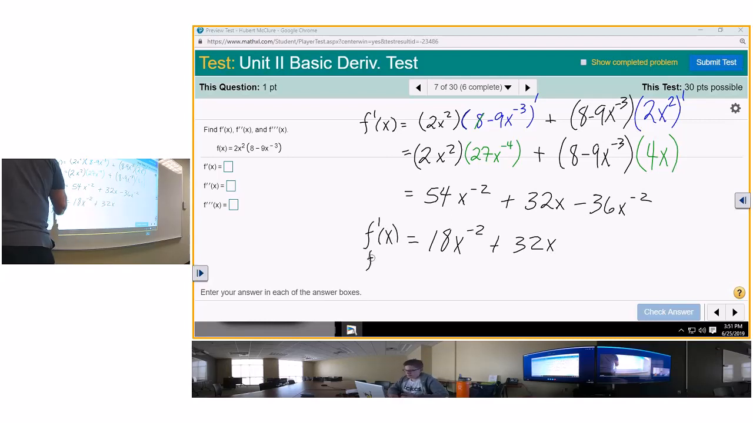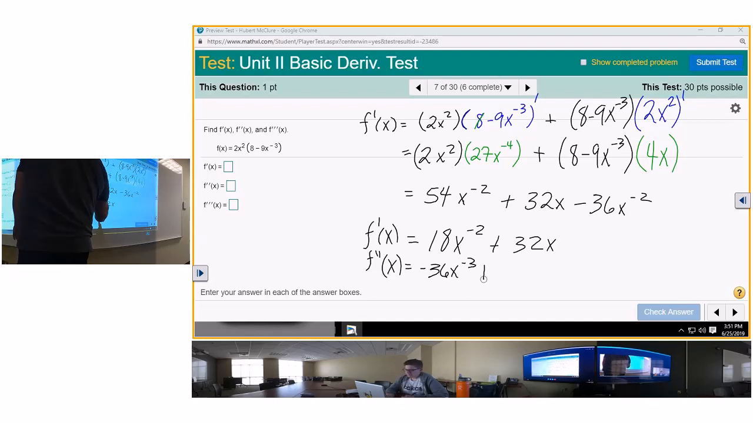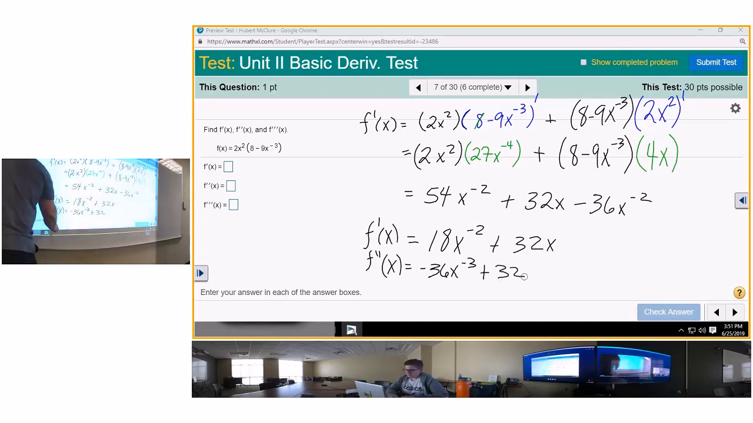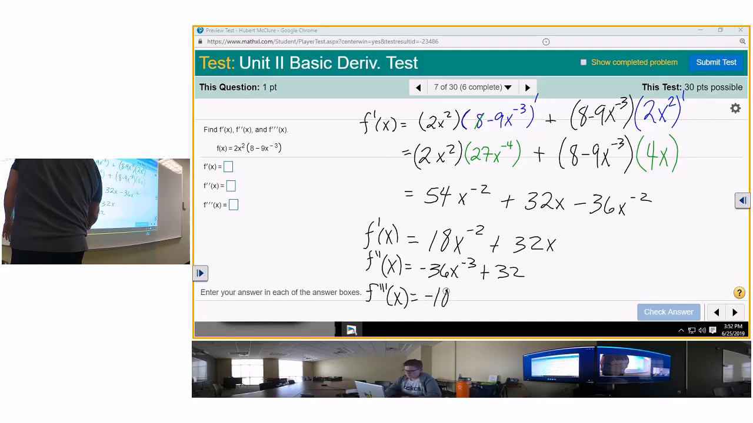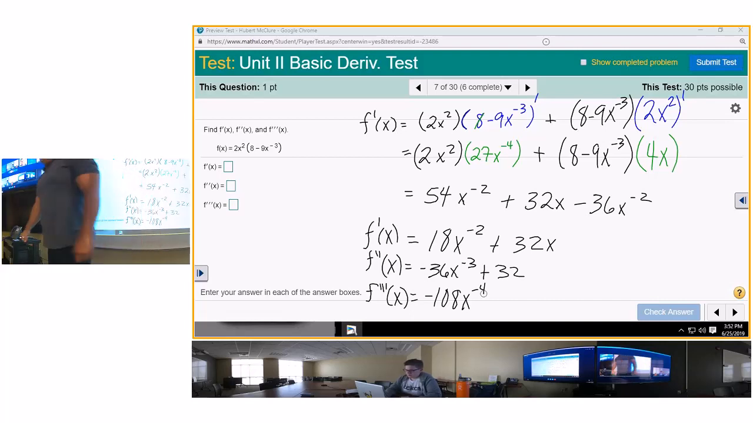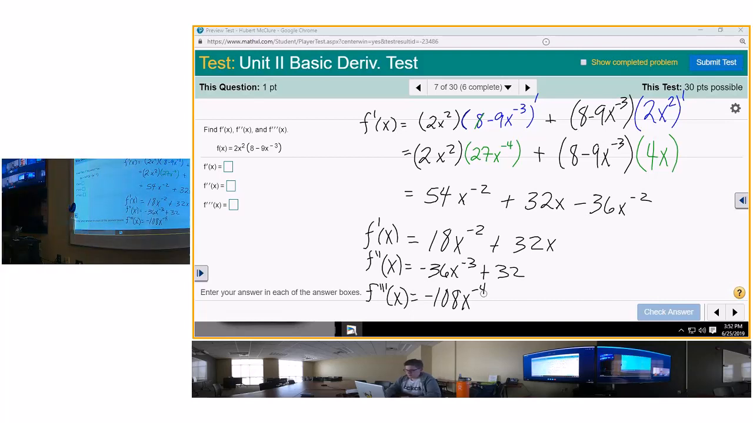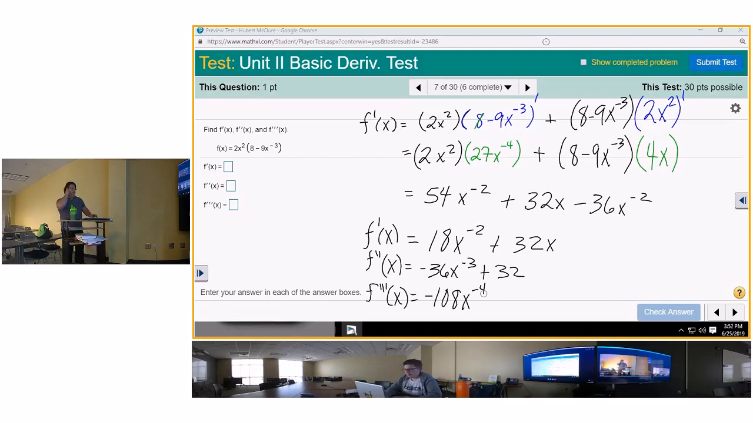F double prime of x should be -36x to the -3 plus 32. And f triple prime of x should be -106, no, 108, somebody check me. 108. Y'all check my calculus, make sure I didn't make a mistake. We'll type them in and see if I got it.